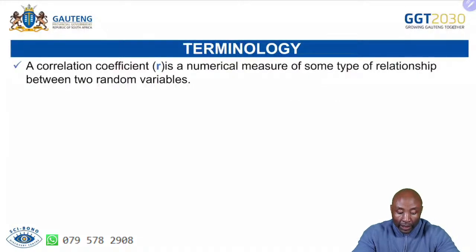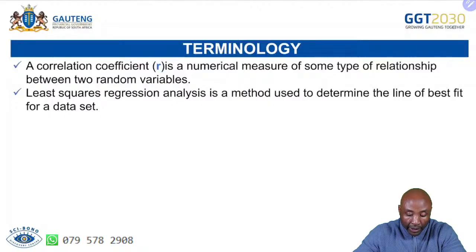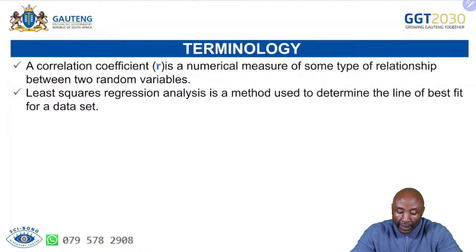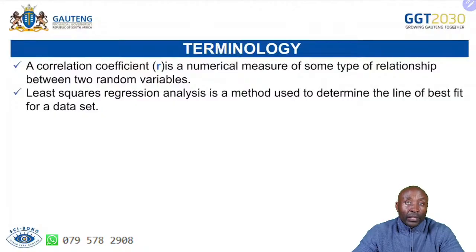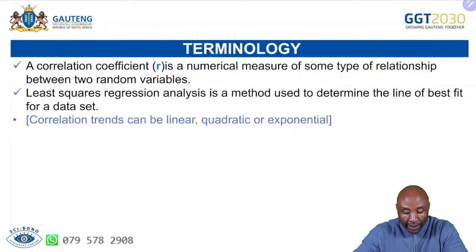Now, we use a correlation coefficient, which is represented by small letter r, which is a numerical measure of some type of relationship between the two variables. And the least squares regression analysis is a method used to determine the line of best fit for the data set. And we are going to look at the linear trend for our correlation.